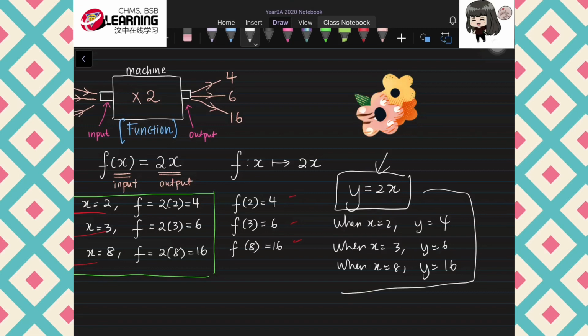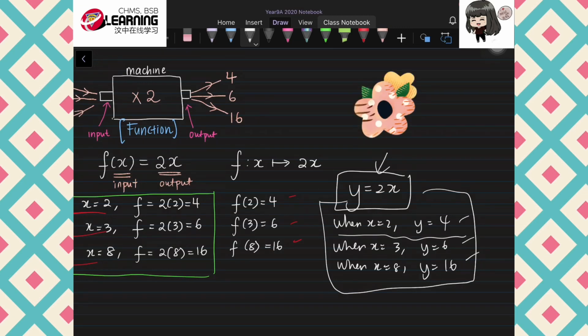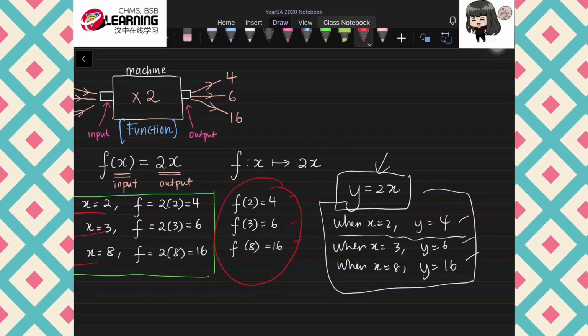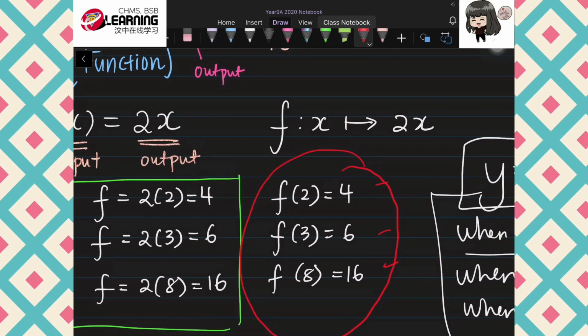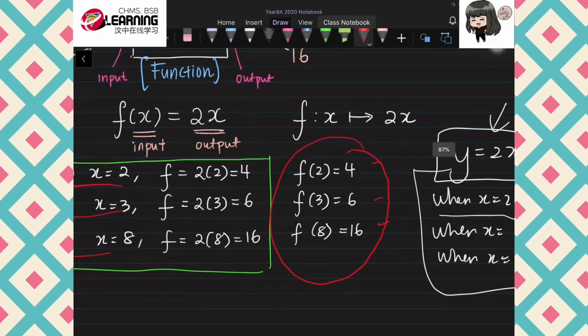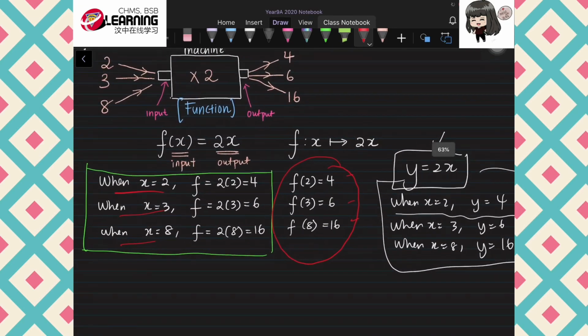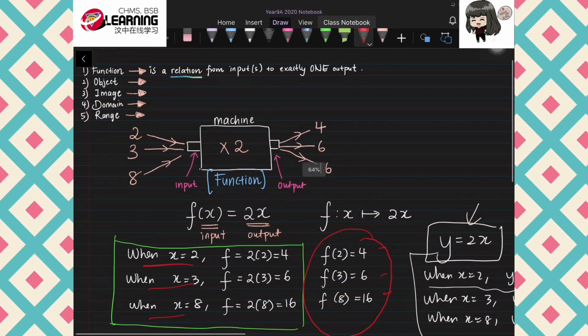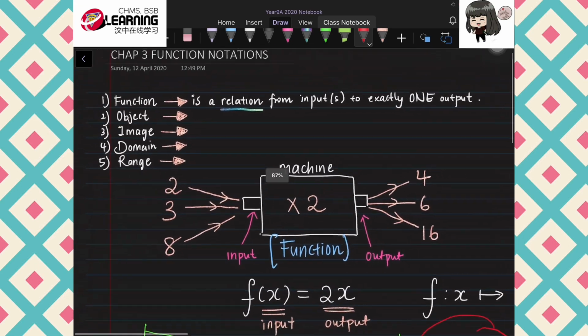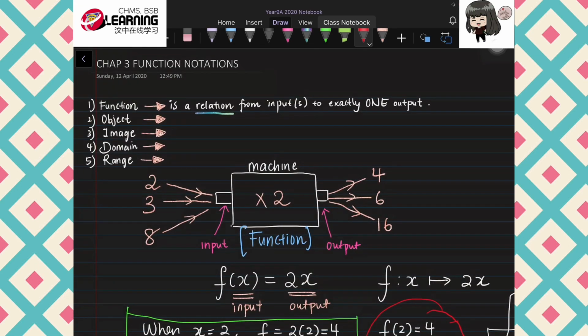Okay, so it's quite a hassle to write this long phrase: when x equals 2, y equals 4; when x equals 3, y equals 6. Why don't we just write this in this type of equation? So f of 2 is 4, f of 3 is 6, f of 8 is 16. Okay, it's much simpler to write in that way. Alright, we call it a function when we have one input and it gives you one output, right?